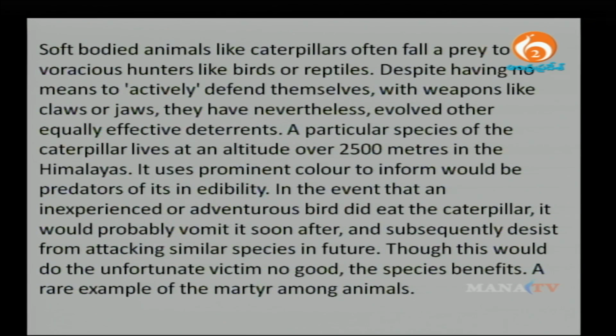So basically, among these small caterpillars, there is one species which lives in the Himalayas above 2,500 meters altitude. Now the birds and reptiles like lizards eat these small caterpillars. These caterpillars do not have any kind of weapon, a claw or a very strong jaw. So how will it safeguard itself? That's why the body of these caterpillars is very bright in color. It attracts all these predators, these birds, but the moment they eat and chew them, they immediately vomit because it tastes very bad.